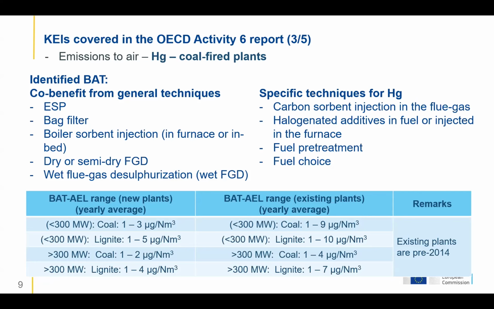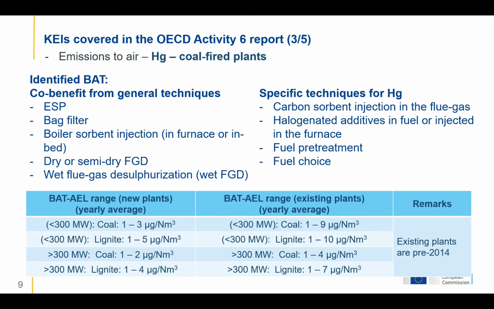Again, the BAT-AEL range table is split accordingly for new plants and existing plants. And of course, you can see here the two main categories of installed capacity, less than 300 megawatts and more than 300 megawatts, and according to the main type of fuel that is used, either coal or lignite. And of course, for lignite, due to the inherent problems of mercury content in lignite, you can see that the agreed BAT-AELs are a bit higher than the ones for coal.